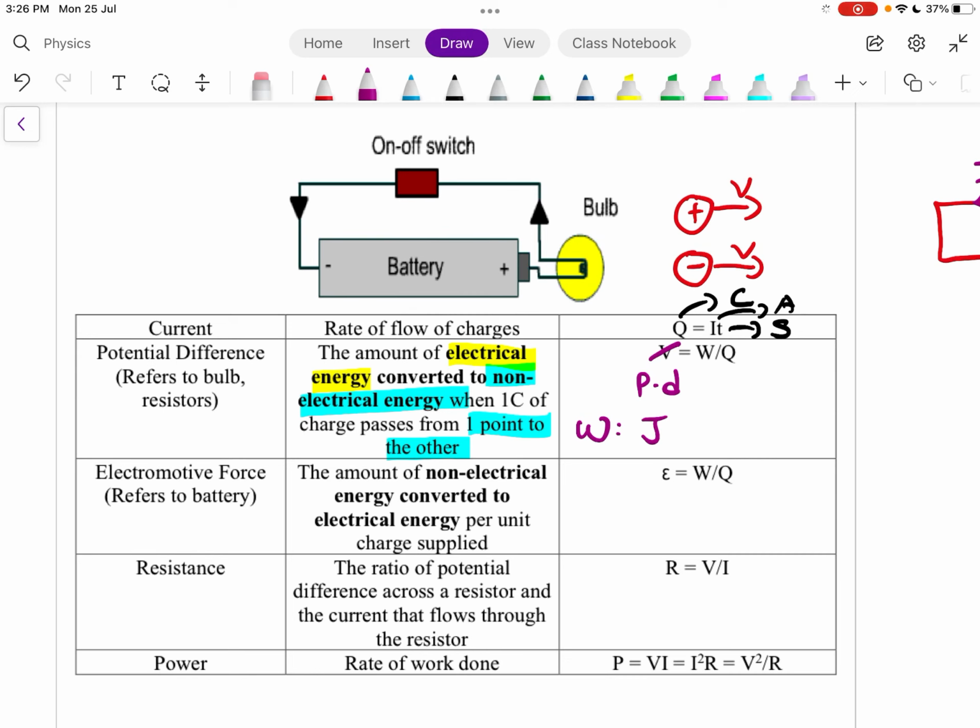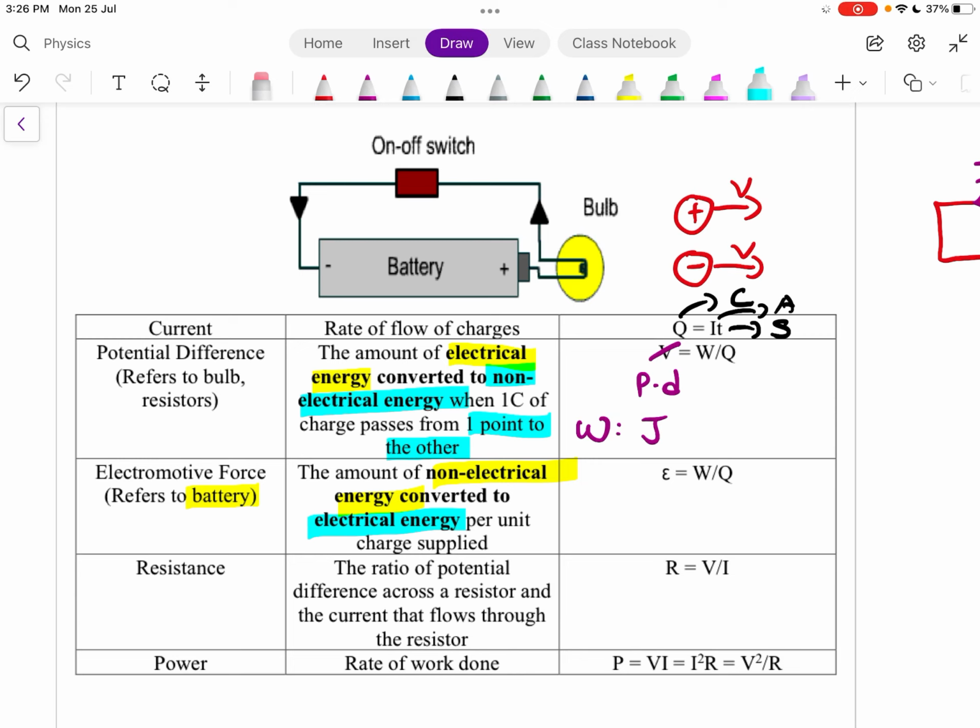The third one will be the EMF, and EMF only refers to the battery. The potential difference and EMF have the same unit, which is volts. What is EMF? EMF is the amount of non-electrical energy converted to electrical energy per unit charge supplied, or to drive one coulomb of charge around the circuit. The formula is the same as potential difference, EMF equal to W divided by Q.